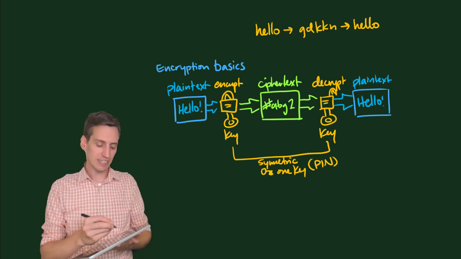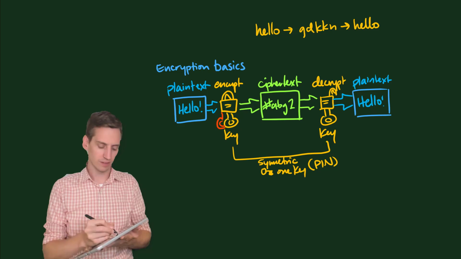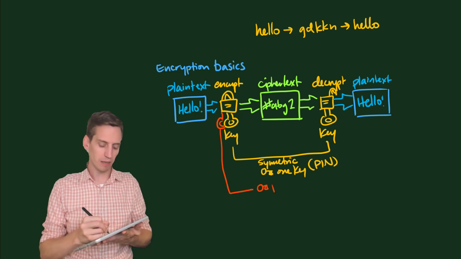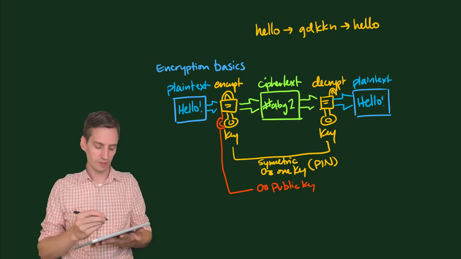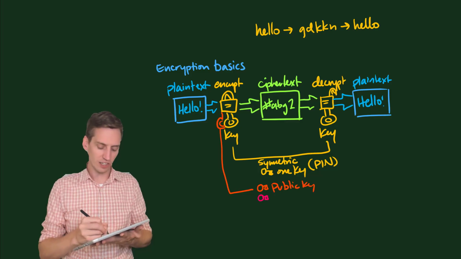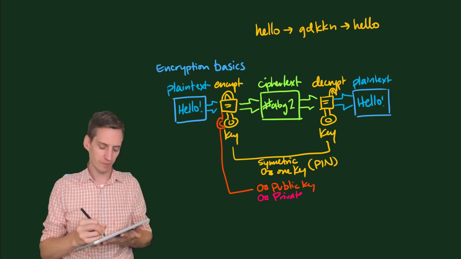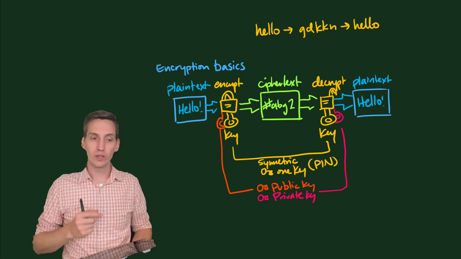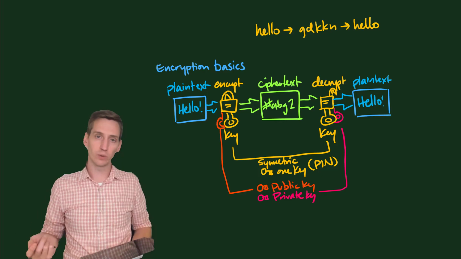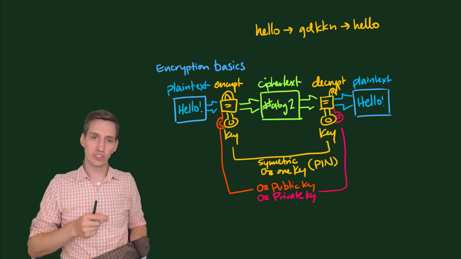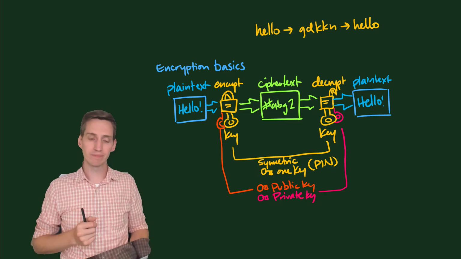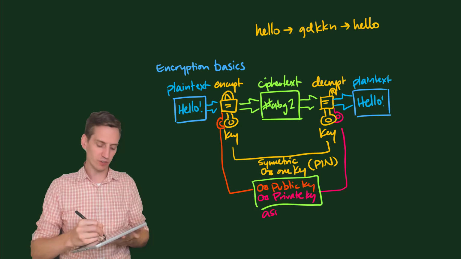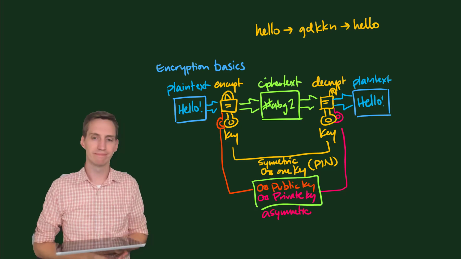The other method, asymmetric, uses one key to encrypt the message, and we'll call this a public key. And then we'll use a second key called a private key to decrypt the message. So you have to use one key on one side of the equation and the other key on the other side of the equation. You can never use the same key twice. These two keys are linked together, and we call this asymmetric encryption.